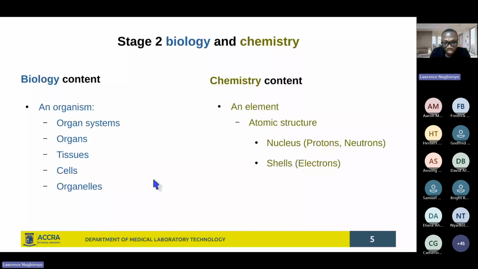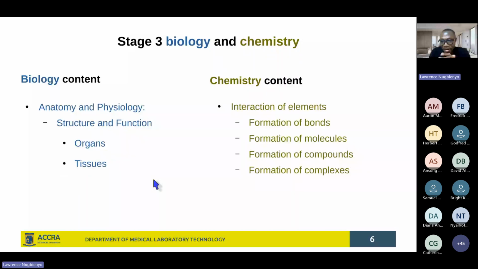Then you go ahead, the next stage, stage 3, biology. This time around, you have gone advanced. So you begin to look at structure and function of the organs and the tissue. So if you refer to advanced biology, that is university level biology, a lot of times, particularly for you, medical laboratory technology or medical laboratory science students, you do anatomy and physiology.